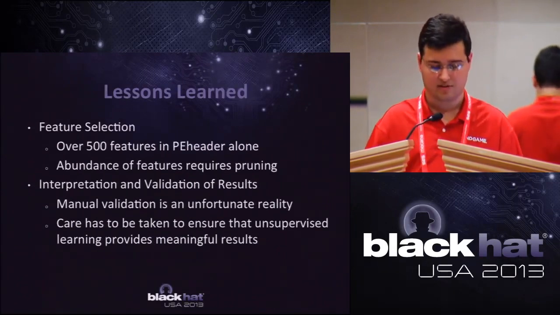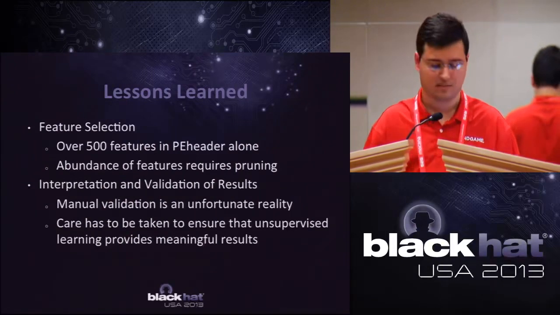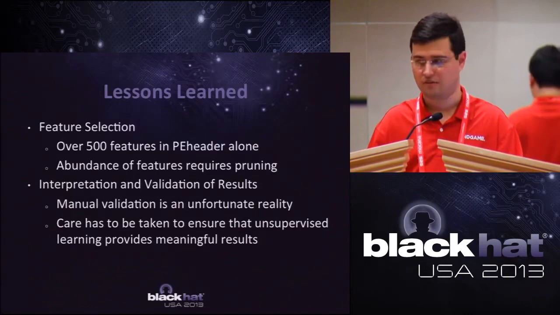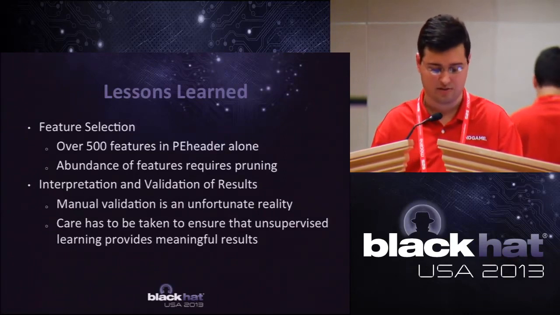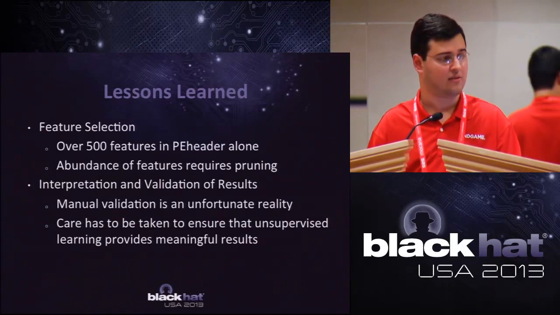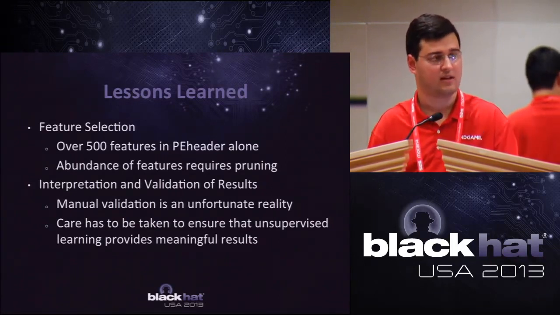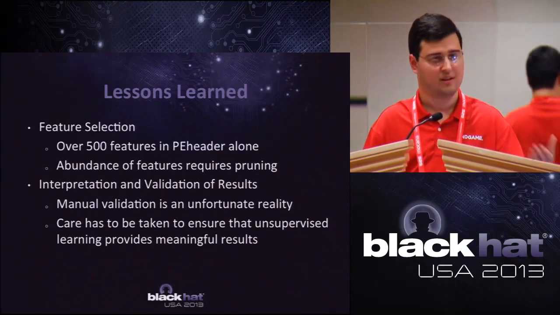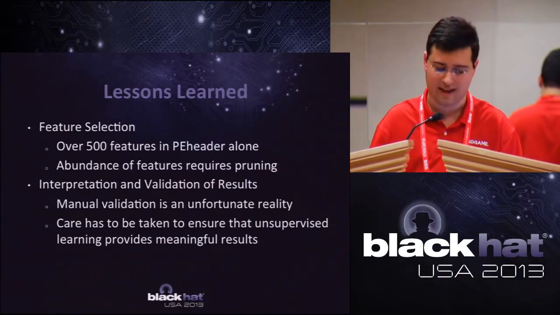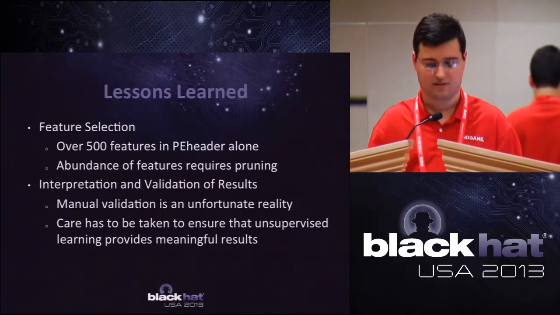So a few lessons learned that we've had from developing these models. Feature selection, as I said, is definitely a rabbit hole. We found way over 500 features in the PE header alone. We're developing more constantly, and now that we've got this embarrassment of malware data, we're slowly winnowing it down and focusing solely on the high value, high gain information that we have. The abundance of features, as I said, definitely requires pruning.